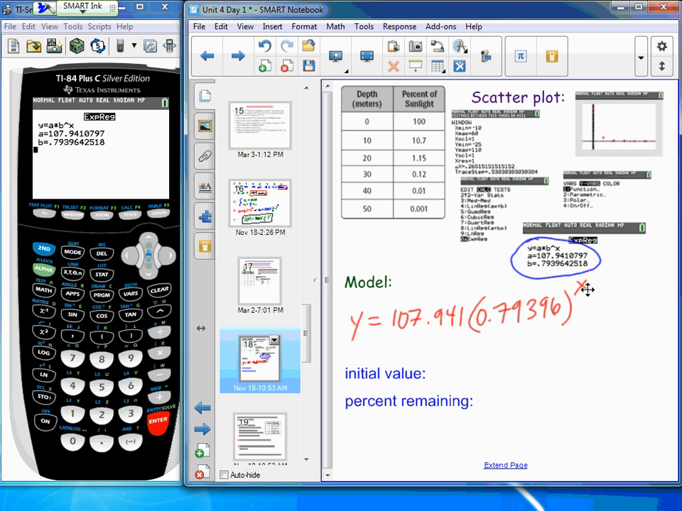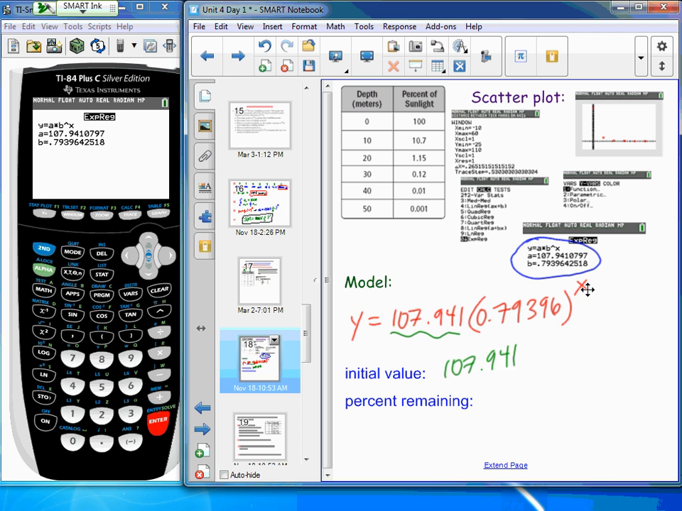I can now use this model to make predictions. What's the initial value? That's a, the a in a times b to the x. It looks like 107.941 is the initial value. That, again, is from a model. It's not exactly 107% because that would be more than 100%. However, my model is doing the best it can to match this real-life data.